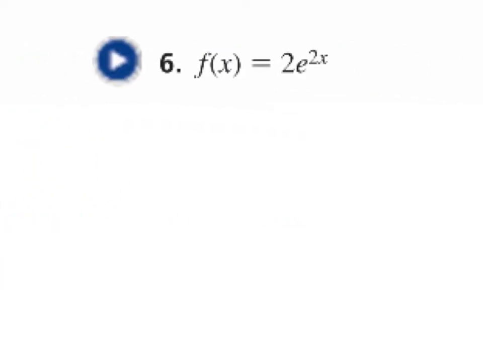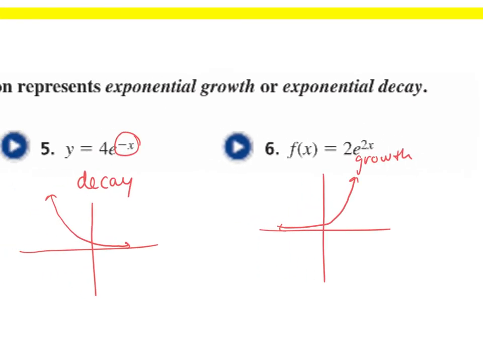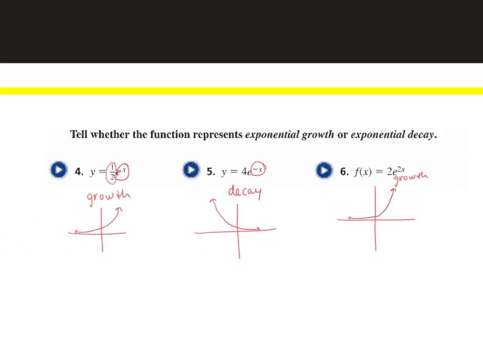And number 6. Growth. Awesome. We have growth. So our graph goes like this. Any questions here?